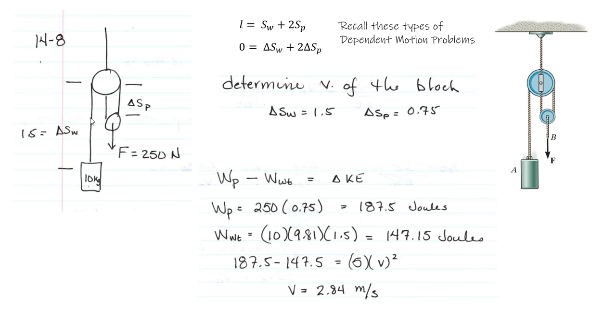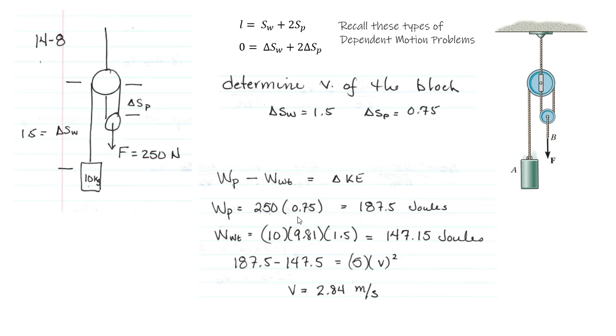And we can utilize this negative if we say that this is positive, but we know that our change in the pulley on this side is going to be 0.75 meters. Using our conservation of energy theorem, the work that's done by the force associated with the pulley side, minus the work done by the weight, is going to equal our change in kinetic energy. So we've got the weight, we've got the pulley, we've got our change in kinetic energy. We could apply the force times my change in distance, which is 0.75. That's going to give me 187.5 joules.